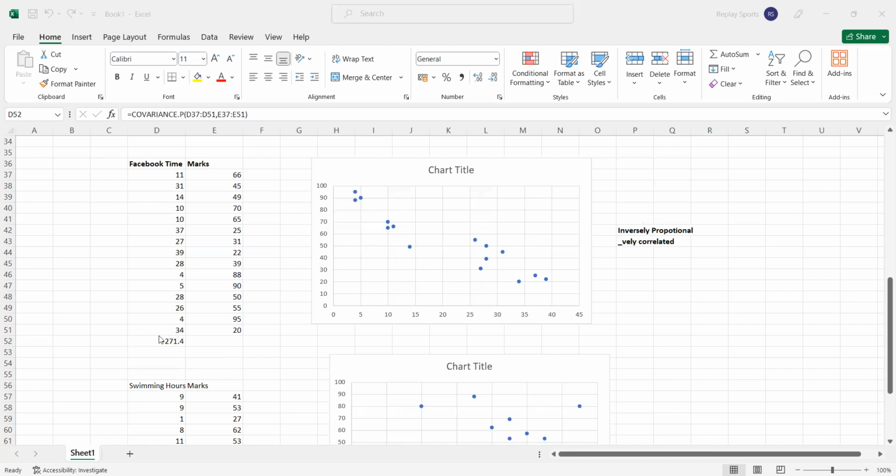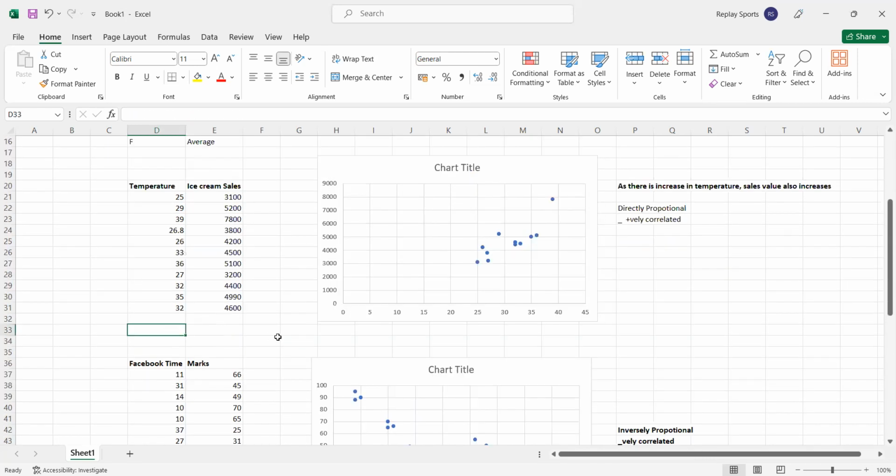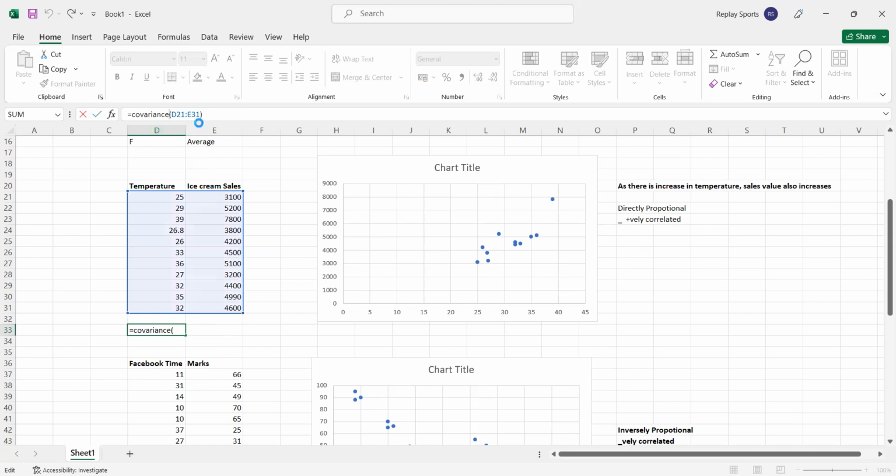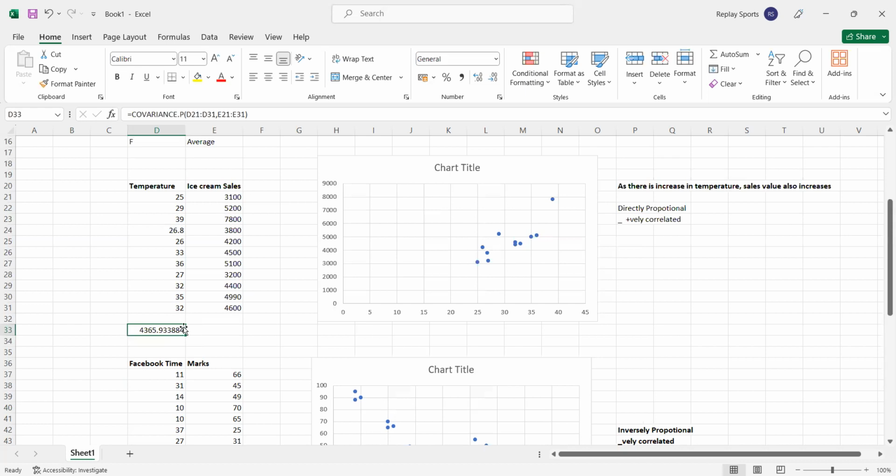See this? This is 271. Now if I go and perform the same thing here, covariance, and you calculate this. Oops, what happened? Covariance.P. P is for population. First we look at array 1, then array 2. So you see this value. This is the absolute value.